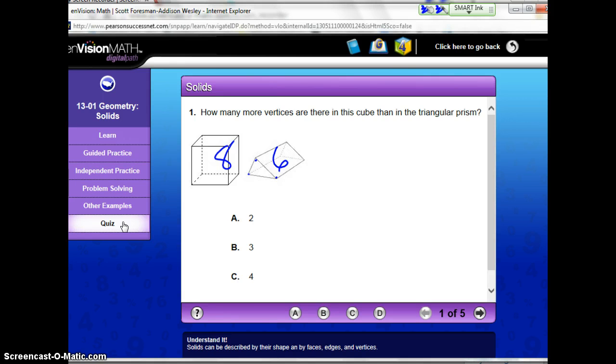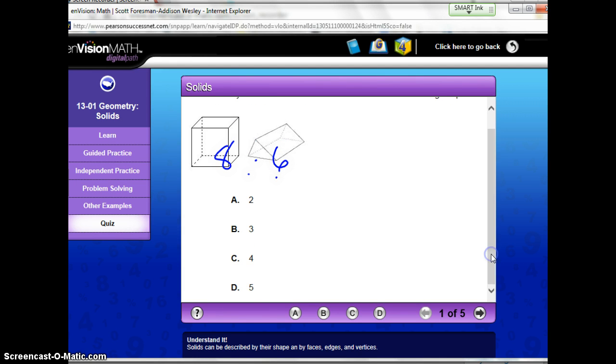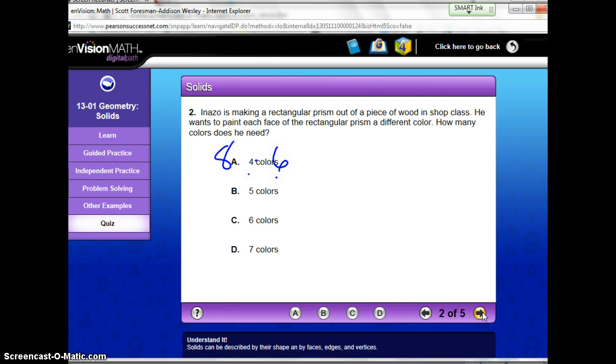How many more are in the cube than the triangular prism? Darius? How did you do that? You subtracted. That's right, you subtracted. Now, we hear that word all the time. How many more? It means subtract. So 2 is the correct answer.